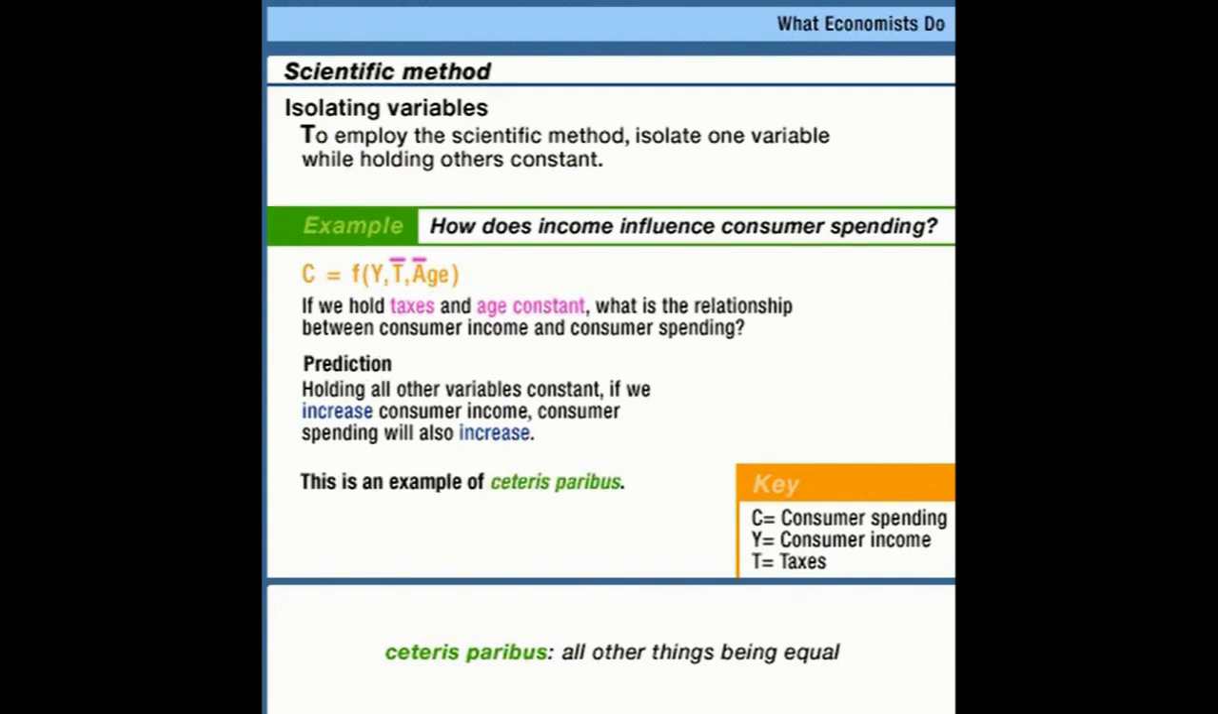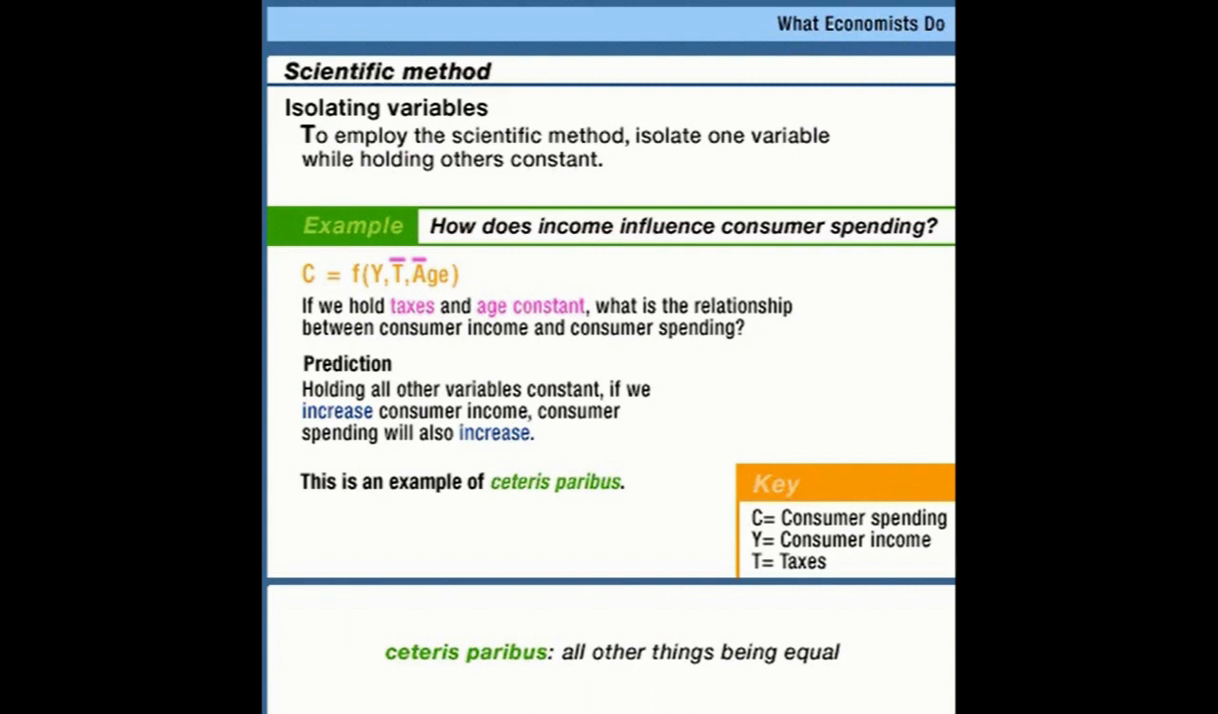So, whenever you hear me use the term ceteris paribus, what I'm doing is I'm isolating a variable. I'm saying, what will happen to consumption when income increases? Let's focus on income and hold everything else constant. That's what ceteris paribus means. So, you're training now to be an economist. You're training to use the scientific method in order to answer questions about the way the world works. So, what are you going to do with this training once you've sharpened these skills?